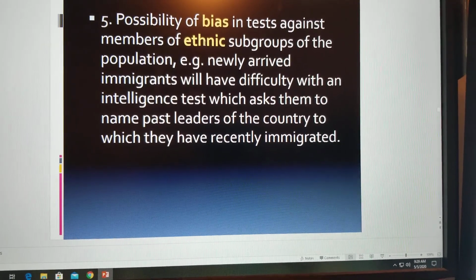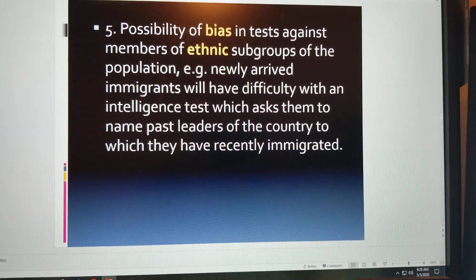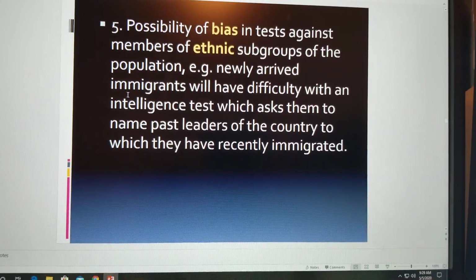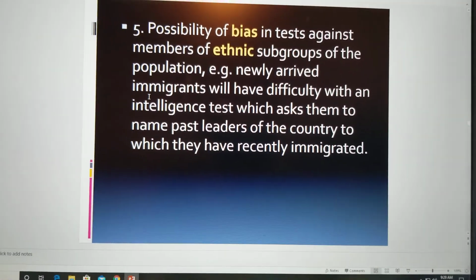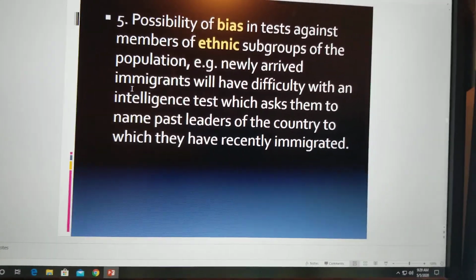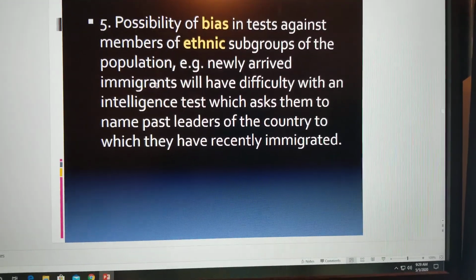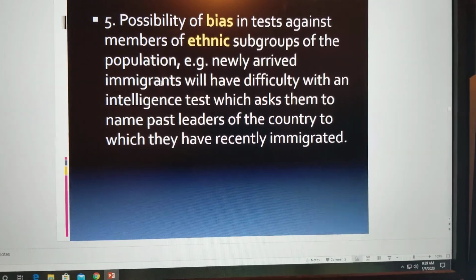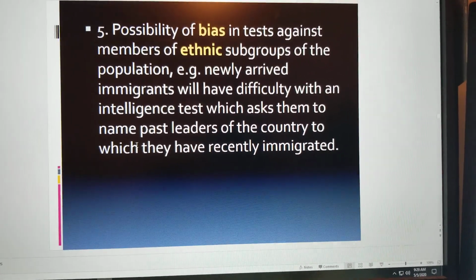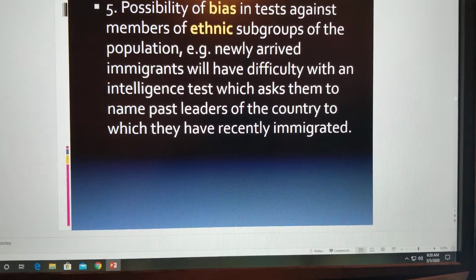Biases, ethnic groups, making sure that if you're a new immigrant, if your English is your second language, all those things could affect the results of the test. And therefore, it wouldn't be accurately assessing your knowledge or heck, even your personality if you can't understand the words.